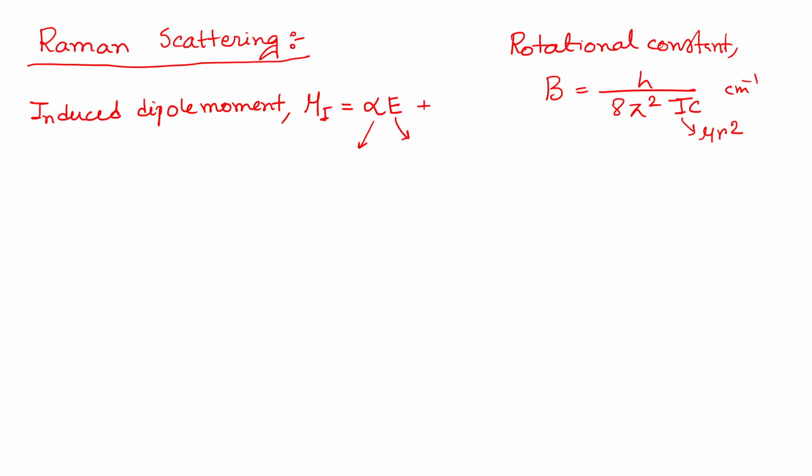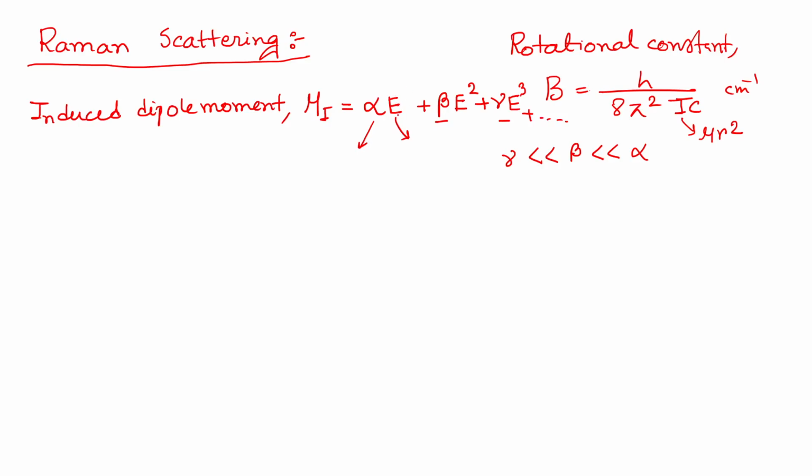Now it could be associated with other terms as well, right? Beta E square, gamma E cube, and so on. What are these, beta and gamma? These are higher order polarizabilities, hyperpolarizabilities of first order, second order, and so on. And the value of gamma is very much less than beta, which is very much less than alpha. To get this kind of hyperpolarizability, your electric field should be very high, and that is possible only when you use a very intense laser light. With a normal light source, even alpha is very weak, right?